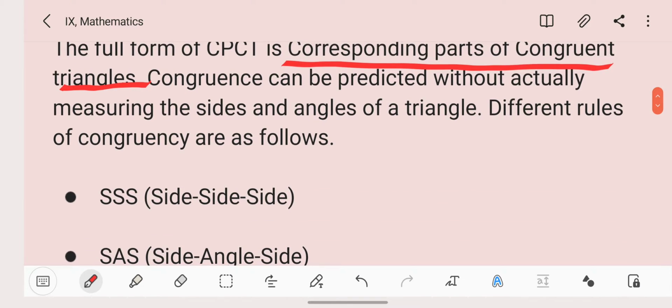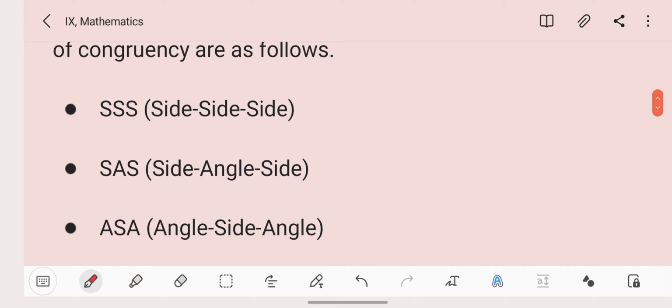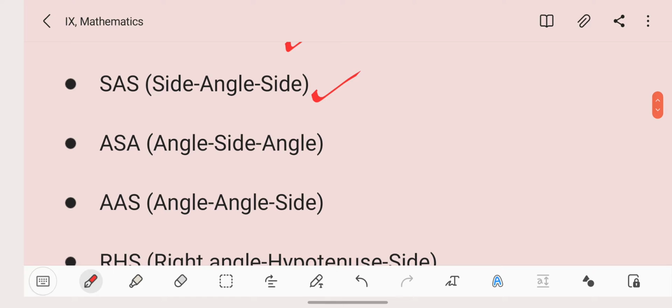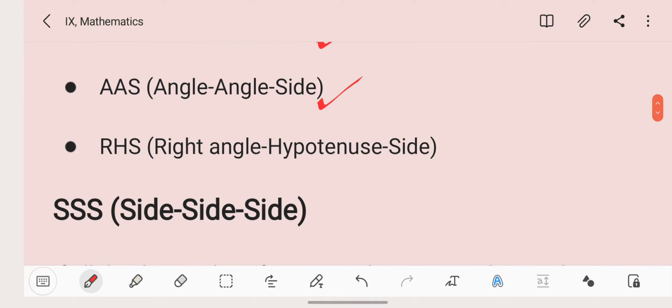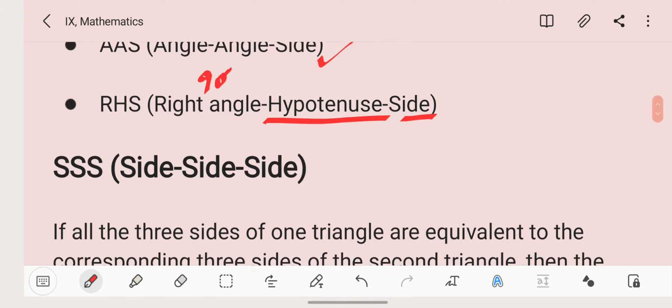Different rules of congruency are as follows. The first one, you are already aware of, that is SSS, also called side, side, side. Then we have SAS, which is side, angle, side. And third we have ASA, angle, side, angle. Number 4th is AAS, angle, angle, side, which is not there in term 1. And RHS, that is right angle, hypotenuse and side. Right angle means 90 degrees. Hypotenuse is the longest side and side means any one of the sides, whether it is the perpendicular or the base.